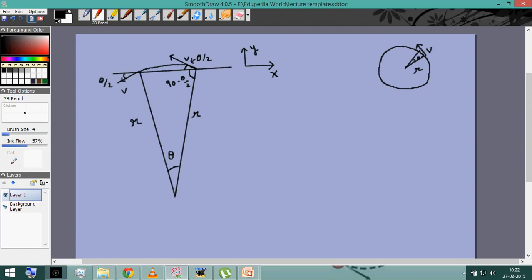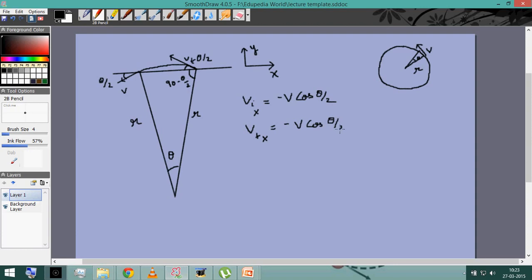So hopefully the geometry is clear to you. Now, what is the change in velocity? We'll take two directions. We'll call this our x-axis for the moment and this the y-axis. We see that the x component of velocity initially is minus v cos theta by 2. Minus because it's in the negative direction. Similarly, the x component of the final velocity is minus v cos theta by 2. So we see that the x component of the velocity is not really changing.